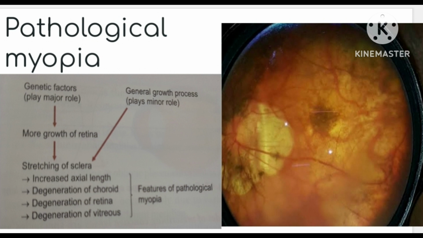Pathological myopia can be genetic. It is passed down as autosomal dominant and X-linked recessive type, it is more common in women, and it can be familial. Symptoms of pathological myopia are defective vision, difficulty in night vision, and floaters. Why do floaters occur? Because of degenerated vitreous. When there is degenerated vitreous, you can see black opacities in front of the eye. And then there will be photophobia because the pupils are large, so more light enters the eye, and flashes of light may be there occasionally.